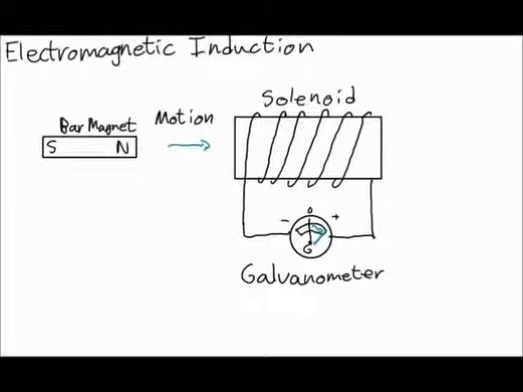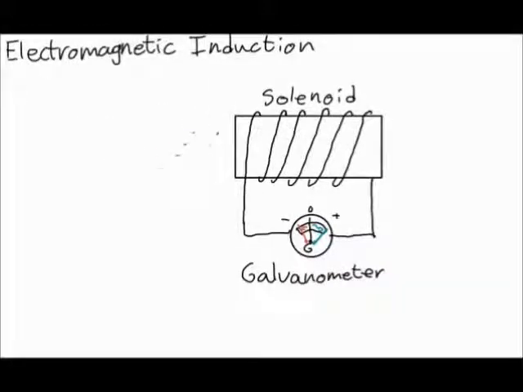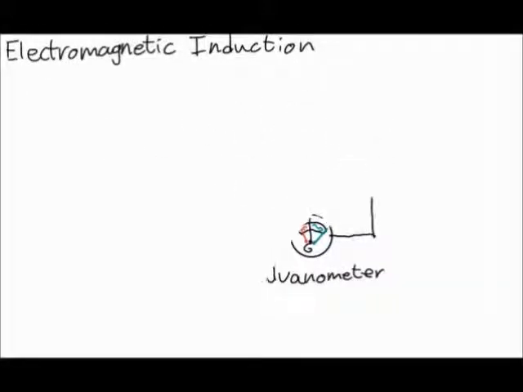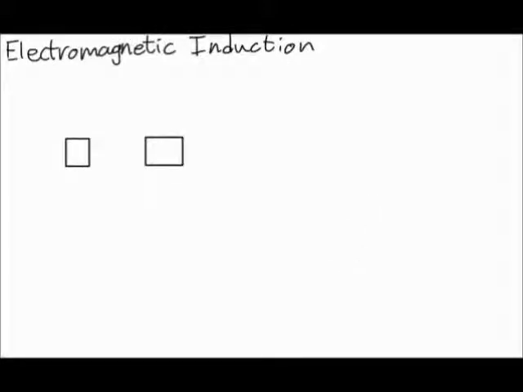What he discovered was that when he moved the bar magnet into the solenoid, the meter deflected in one direction, and when he moved the bar magnet back out of the solenoid, the meter deflected in the other direction. However, if there was no motion present, the meter did not deflect. Electromagnetic induction, then, is the generation of current in a circuit using magnets without any physical contact between the magnet and the circuit. Now, another way to achieve this, instead of moving the magnet, is to move the conductor.